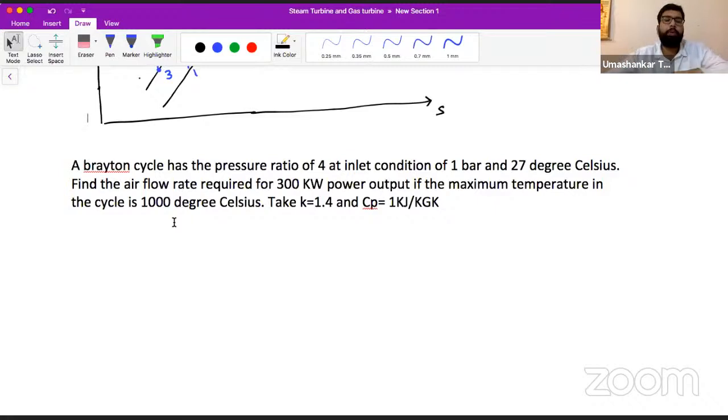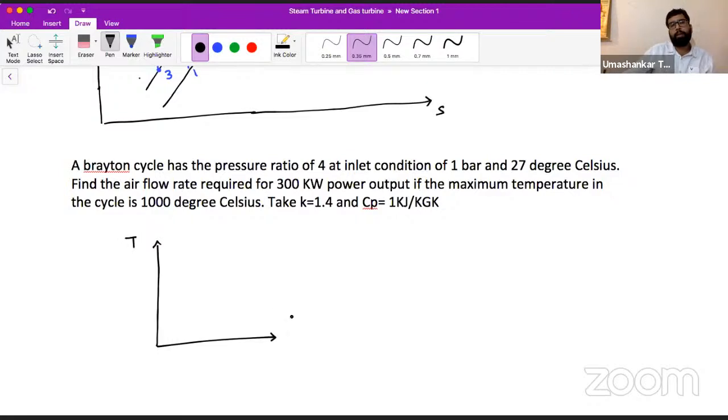Whenever you do a question on cycles, it is always recommended to make the cycle first, so that everything will be in front of you and you make no mistakes. So let us draw the TS diagram of it. We have this TS diagram of the Brayton cycle.